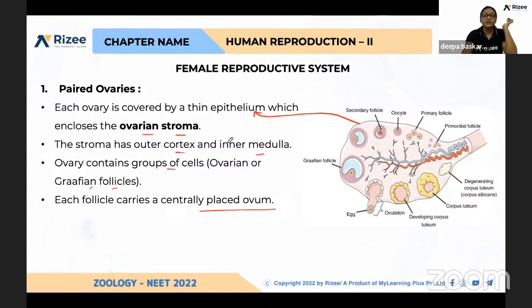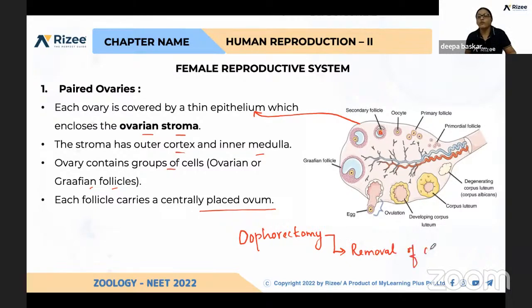One more thing I'll give information about: oophorectomy. What do you mean by oophorectomy? This is the removal of ovaries. So why should we remove ovaries? If any complications are there, removal of ovaries is called oophorectomy. Maybe a cancerous growth is there, or some other complications are there, and we have to remove the ovaries.